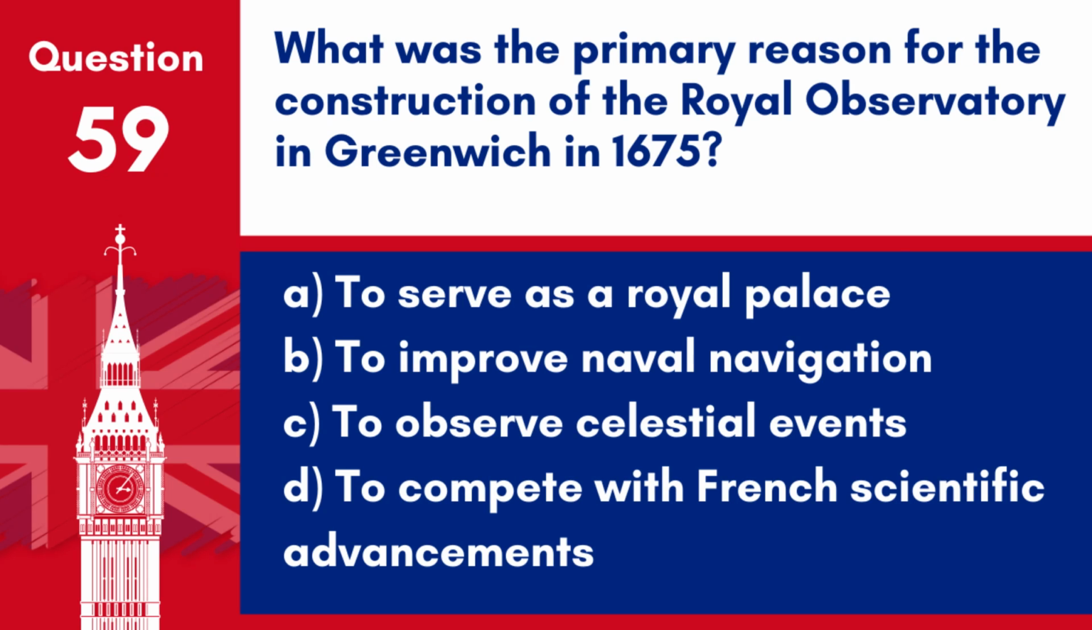Question 59. What was the primary reason for the construction of the Royal Observatory in Greenwich in 1675? A. To serve as a royal palace. B. To improve naval navigation. C. To observe celestial events. D. To compete with French scientific advancements. Answer: B. To improve naval navigation. The primary reason for the construction of the Royal Observatory in Greenwich in 1675 was to improve naval navigation.